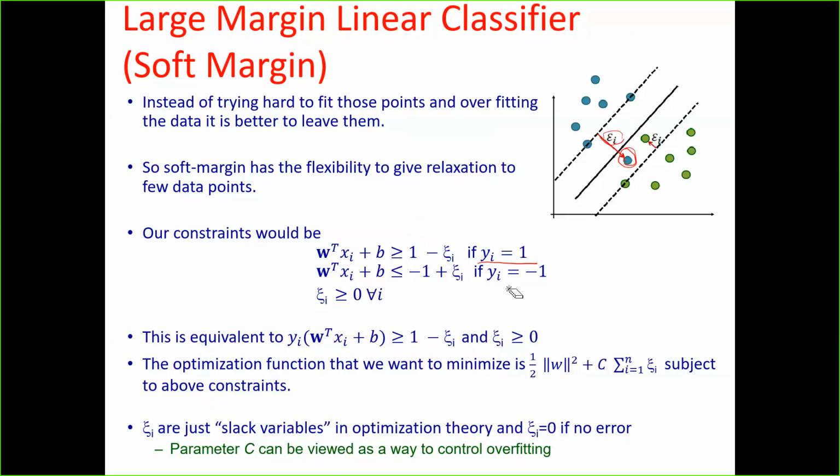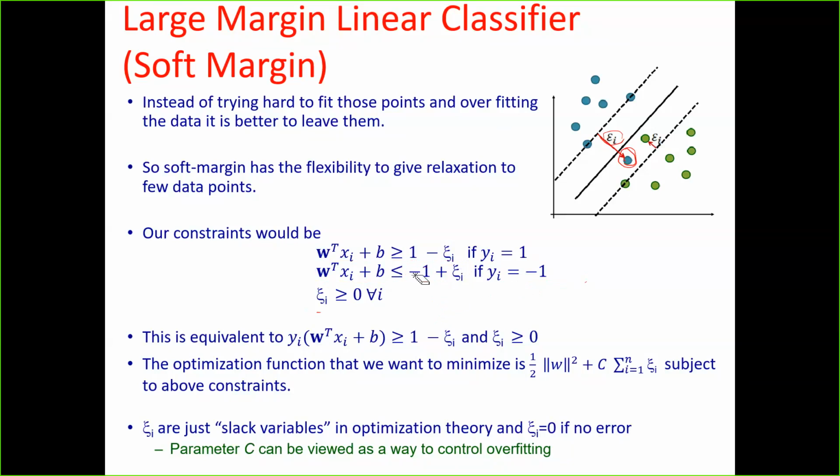Similarly, earlier for all the negative points, W transpose Xi plus B must be less than or equal to -1. Now you're giving a relaxation: it should be less than or equal to -1 plus the slack variable, for some slack variable greater than or equal to 0. Is it clear so far?